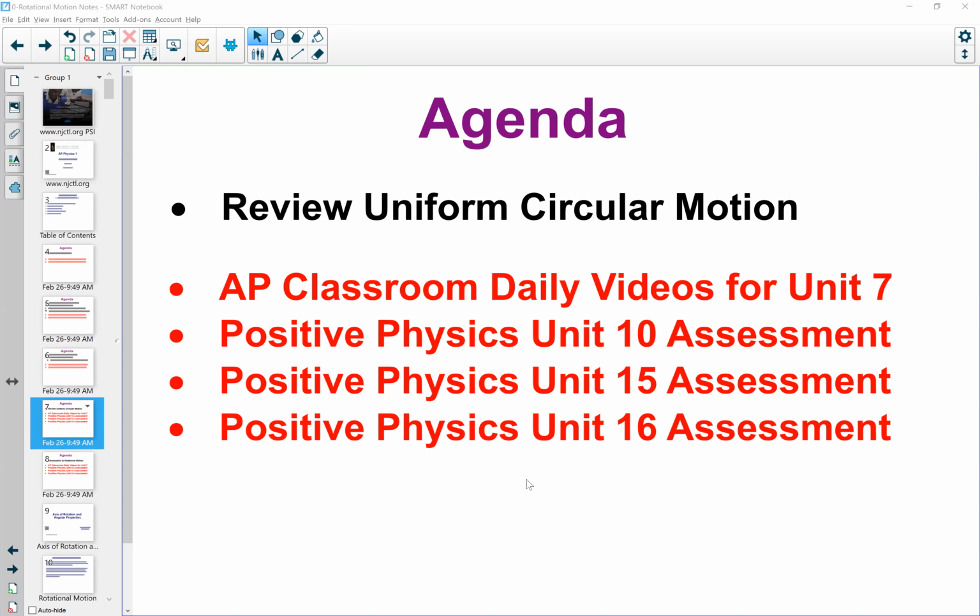They are quiz grades because they are assessments, and so you'll all have different questions with different numbers, different order, but you'll have the same number of questions and from the same units. And so this is the assessment tab. When you open up Positive Physics, make sure you're doing the assessment tab.